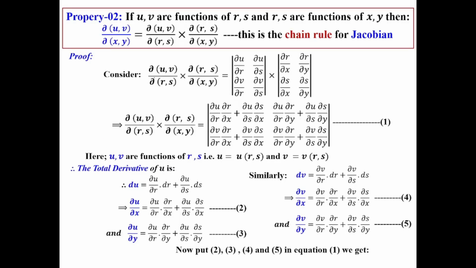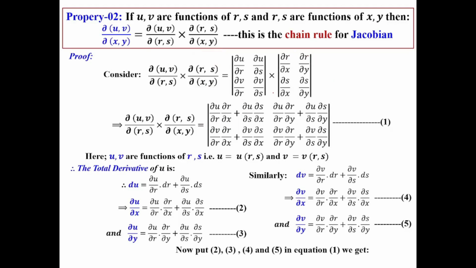To prove this property, consider this part here: del(u,v) by del(r,s) into del(r,s) by del(x,y). Now we have to write the determinant format of each. The Jacobian of u, v with respect to r, s has the determinant del u by del r, del u by del s, del v by del r, del v by del s. The Jacobian of r, s with respect to x, y has the determinant del r by del x, del r by del y, del s by del x, del s by del y.